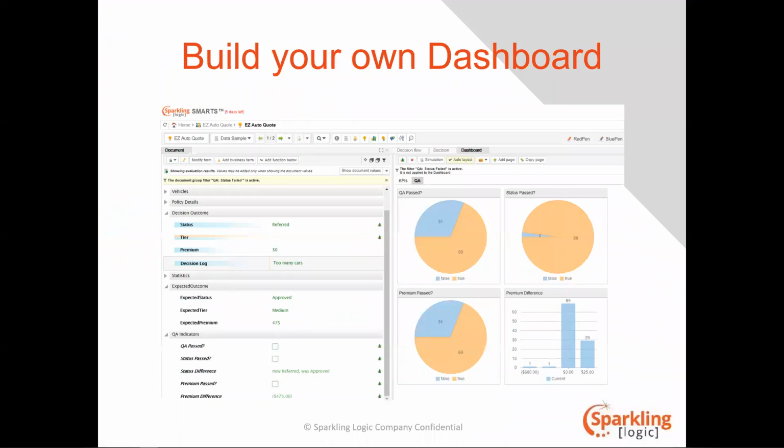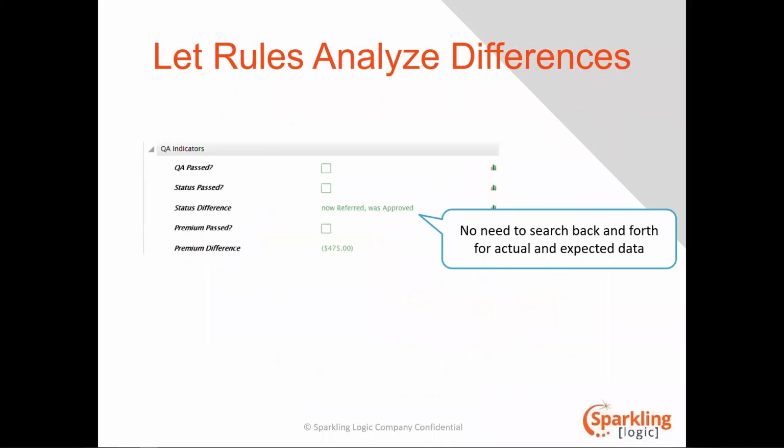So you can build your own dashboard just by looking at those test cases in aggregation, and that can really accelerate your process. You can also add some business rules to analyze the differences. You can compute automatically what is the difference between the old premium and the new premium as a dollar number. You can just have right there information about the statuses. You don't have to go and scroll back and forth and look at the data.